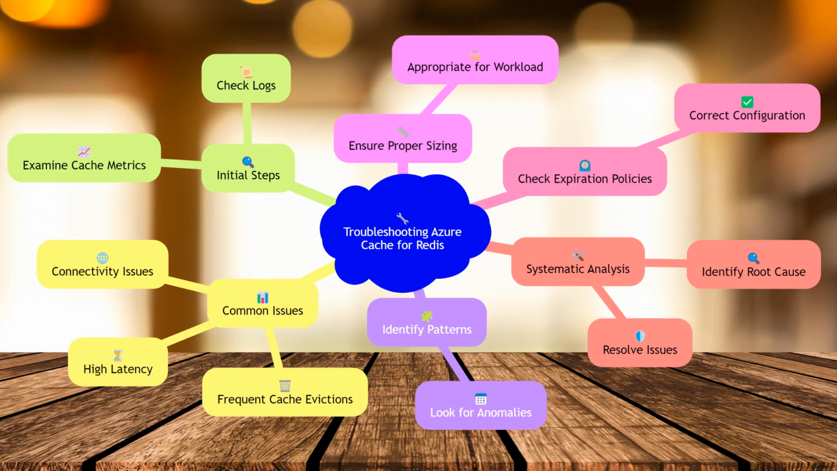Despite its robustness, you may encounter issues with Azure Cache for Redis that require troubleshooting. Common problems include high latency, frequent cache evictions, and connectivity issues. To troubleshoot these issues, start by examining the cache metrics and logs available in the Azure portal. Look for patterns or anomalies that could indicate the root cause. Additionally, ensure that your cache instance is appropriately sized for your workload and that your expiration policies are correctly configured. By systematically analyzing the available data, you can identify and resolve issues, ensuring smooth operation of your caching solution.